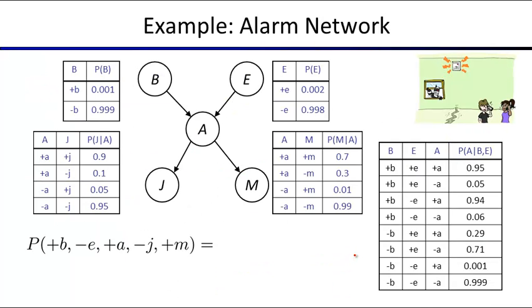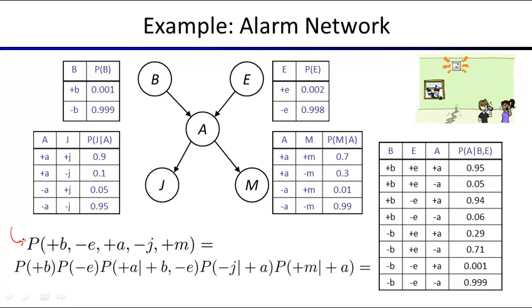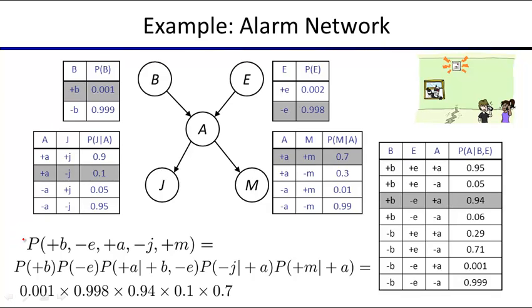Here's an example, the alarm network Bayes net, 5 random variables. The CPTs are given. And then if you want to compute a particular entry in your full joint distribution, you just grab the corresponding entries in each of the conditional probability tables. So these are the corresponding entries. Grab the numbers according to that, multiply them together. That's the entry of your joint distribution.